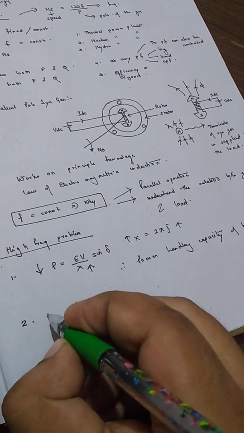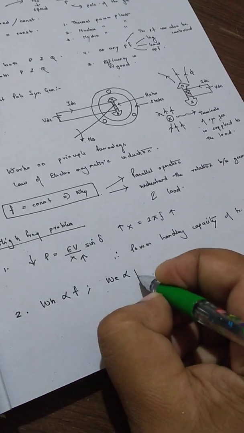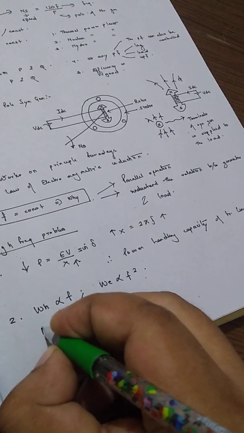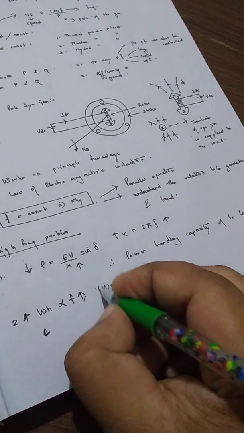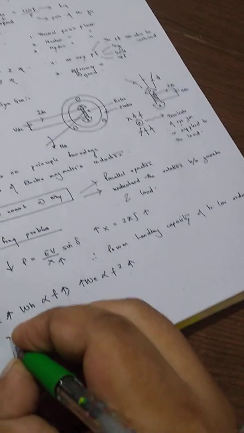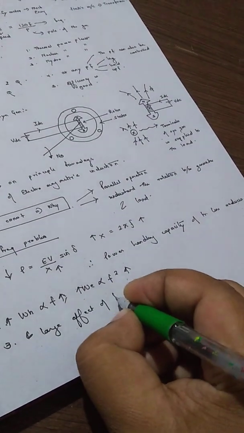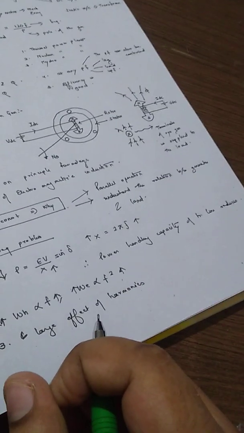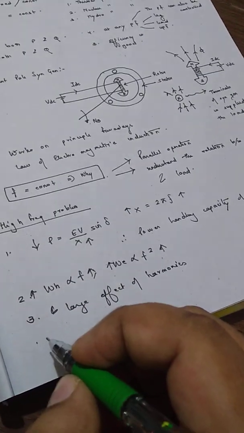Another problem is hysteresis loss is directly proportional to F, and eddy current loss is also directly proportional to frequency. So higher frequency means higher hysteresis loss and eddy current loss. There will also be large effect of harmonics. So we'll discuss more on synchronous generator in the next videos.